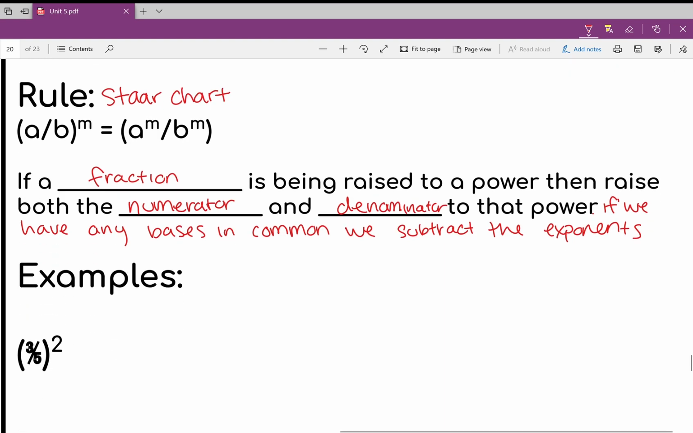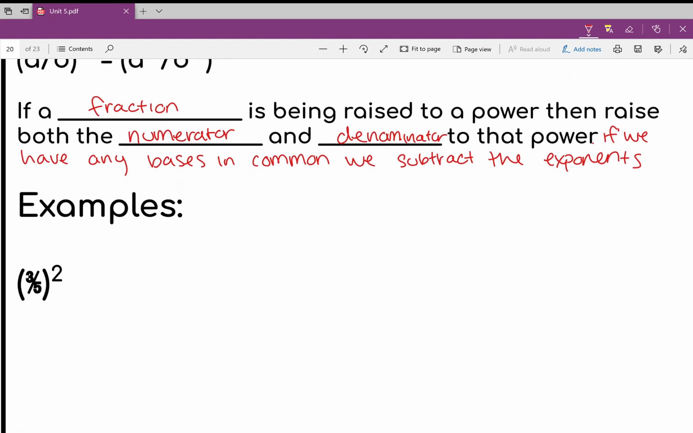So let's look at example 1. Example 1 says 3 divided by 5 raised to the second power. So remember, we're going to give this power to the top and the bottom. So since they're numbers, this is 3 to the second power divided by 5 to the second power. 3 to the second power is 9, and 5 to the second power is 25. 9 over 25 cannot reduce, so this is our answer. So this is just a quick example showing you that we're going to give the exponent to both the numerator and the denominator.